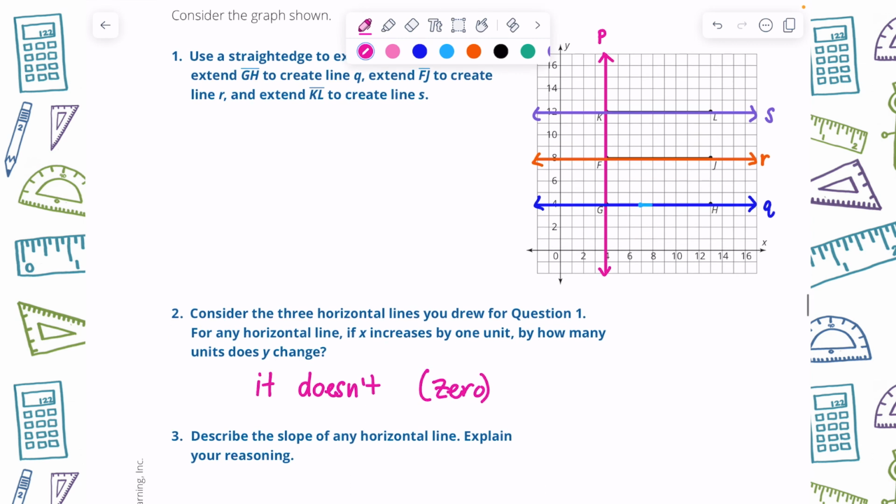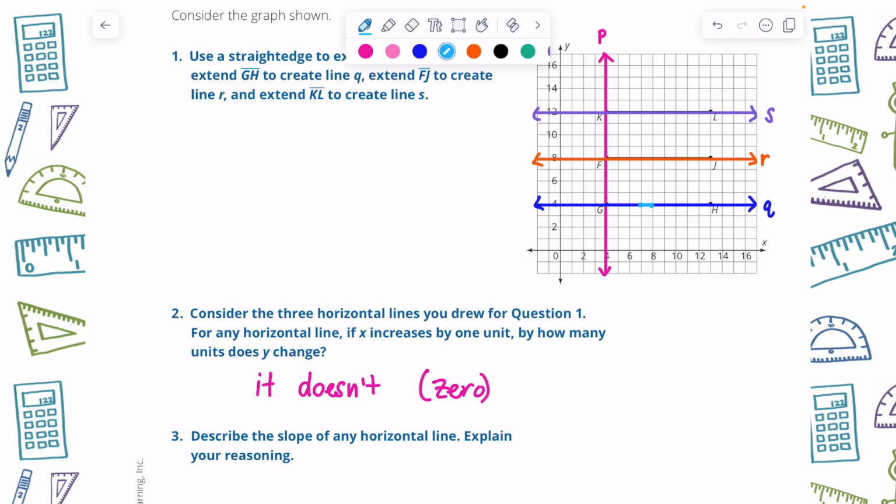Number 3 asks us to describe the slope of any horizontal line and explain your reasoning. So remember, if we have a graph, we can find slope by doing rise over run. If we think of 2 points on any of these horizontal lines, so let's just use the 2 points that we looked at for point number 2. So we want to do rise over run.